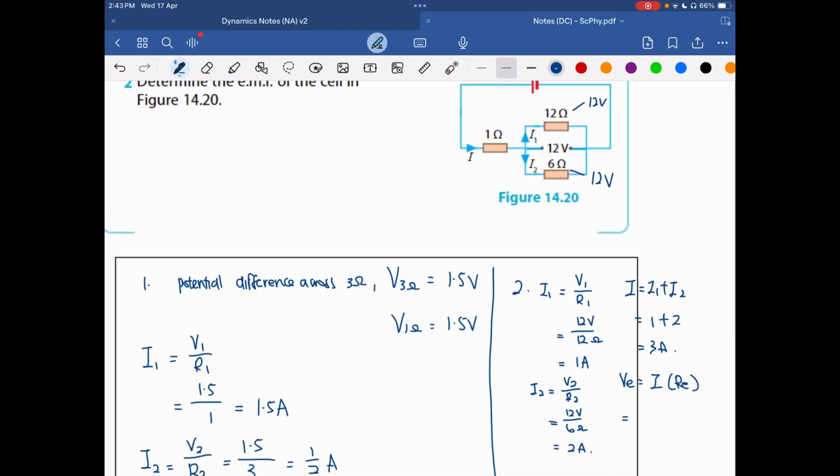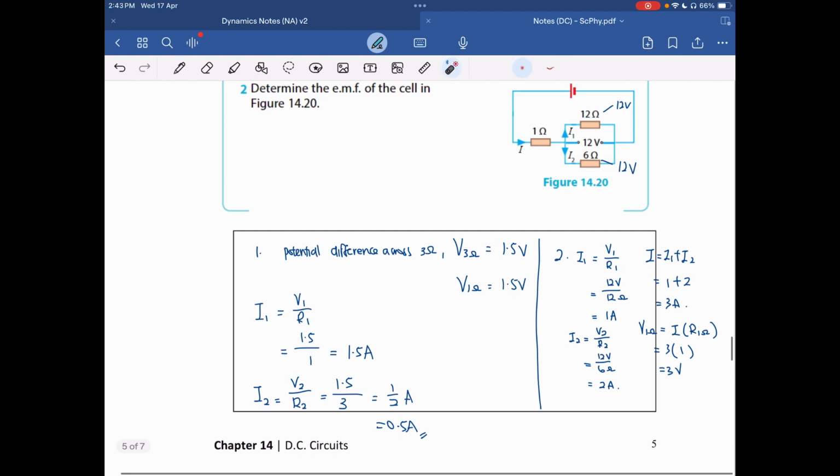Okay, there's another way that you could have done it also. If you don't choose to do it this way, we could also find what is the potential difference of this 1 ohm. So the potential difference of this 1 ohm will just be equals to I times R. Okay, I which we already found 3 ampere, 3 times 1, 3 volt.